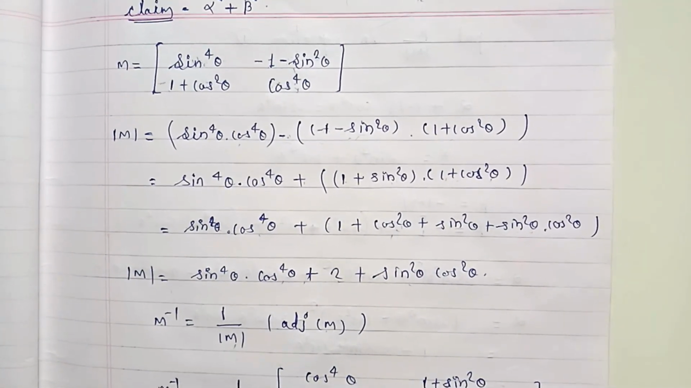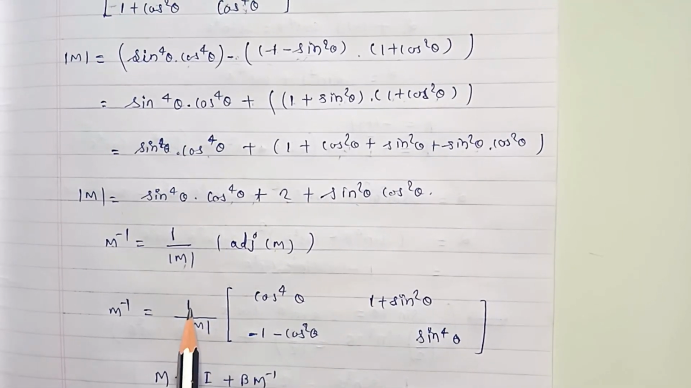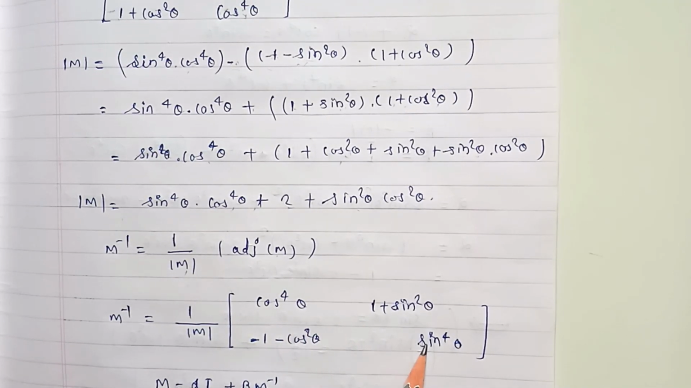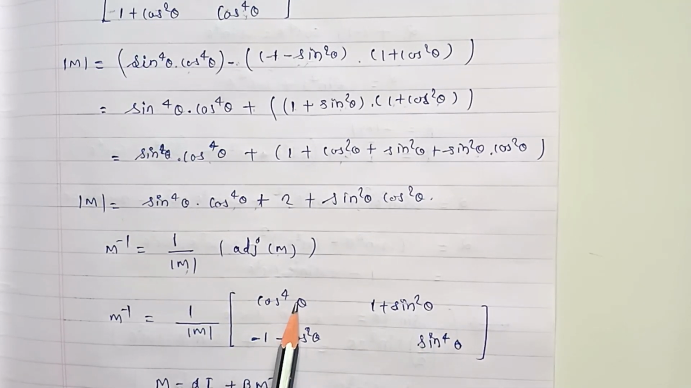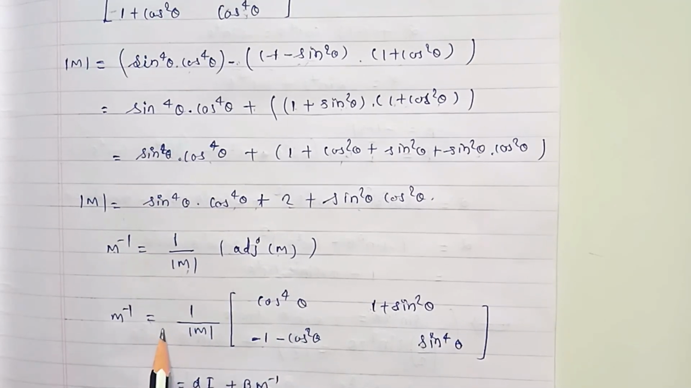I'm going to apply these steps to our solution. 1 upon determinant of M. For the adjoint, replace their places: sin 4 theta is here, cos 4 theta is here. Apply the negative sign: negative 1 times negative cos square theta is positive, and negative sin square theta becomes positive sin square theta, negative 1 times negative cos square theta. So I got the M inverse here.